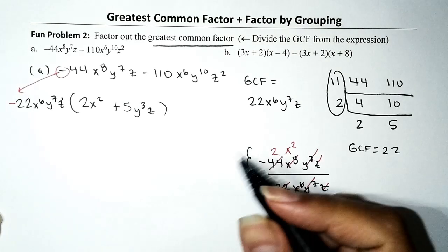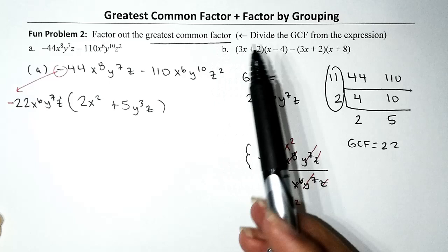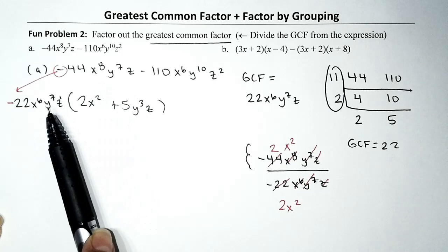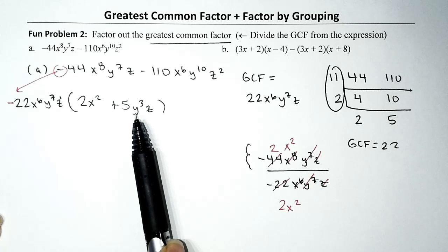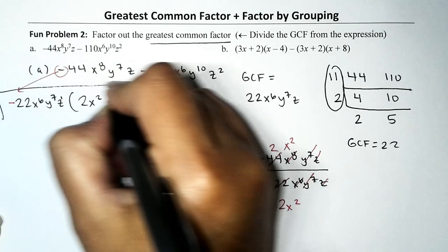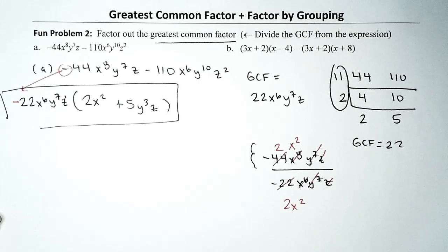Okay, so the direction said factor out the greatest common factor. So we identified the greatest common factor, and then we factored it or divided it from the expression. What do we do? Nothing. That's it. We factored it from the expression. So that was nice. Okay, one problem down, one more to go.